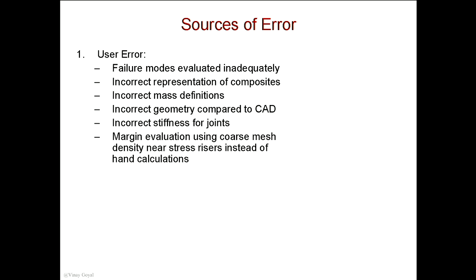Incorrect stiffness is another one. If you have a bolted joint, I'll show you an example. Perhaps the joint representation is not very good, or is not adequately representing the behavior of that joint. Another is using a coarse mesh in an area with stress risers or stress concentrations. A coarse mesh is not going to pick up the stress concentration very well, so you may want to refine the mesh in that area, or use Hancocks if you have this far field stress.